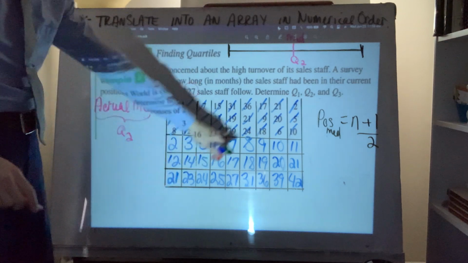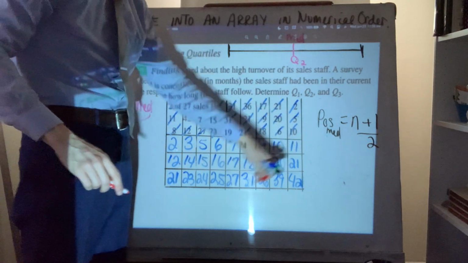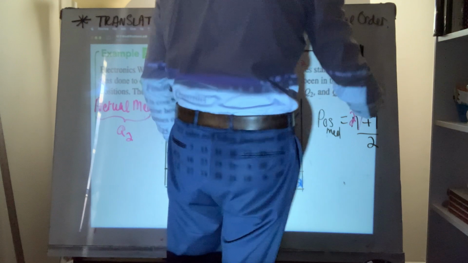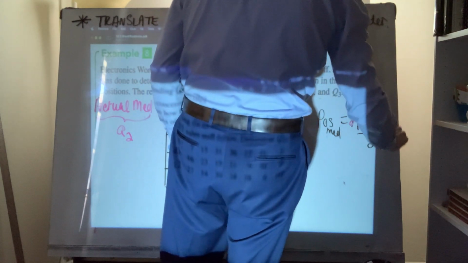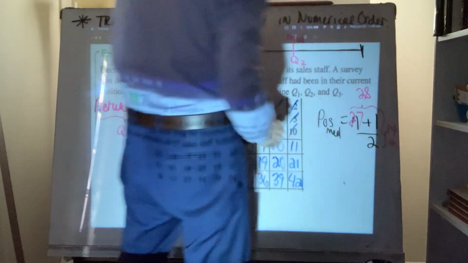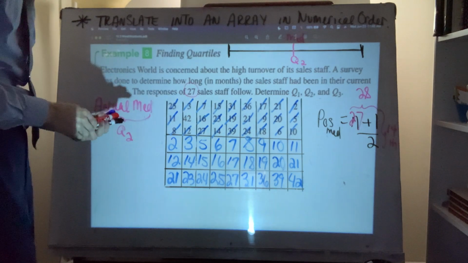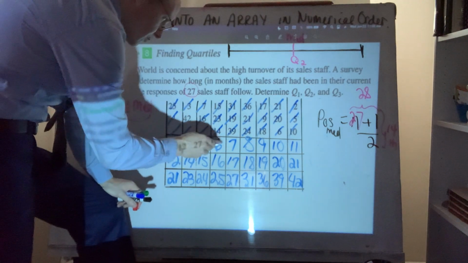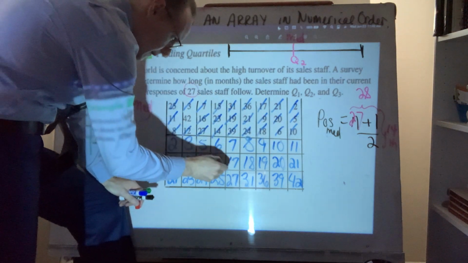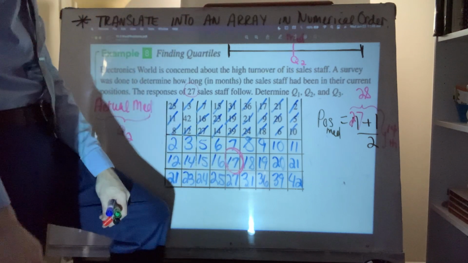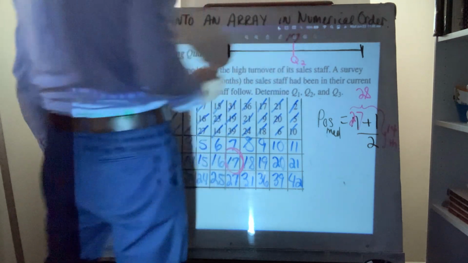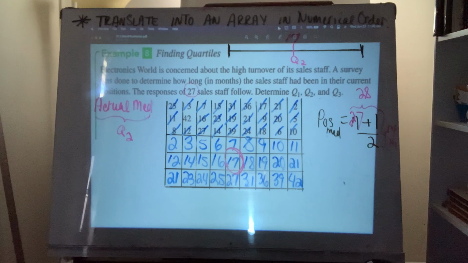Of these, it's a 3 by 9 row. 1, 2, 3, 4, 5, 6, 7, 8, 9, right? So 27 plus 1 would be 28 naturally, and half of that would be 14th. So the 14th value in numerical order. 1, 2, 3, 4, 5, 6, 7, 8, 9, 10, 11, 12, 13, 14. That's the median right there. So that would be 17. And now you could do either Q2 or Q3 if you'd like.